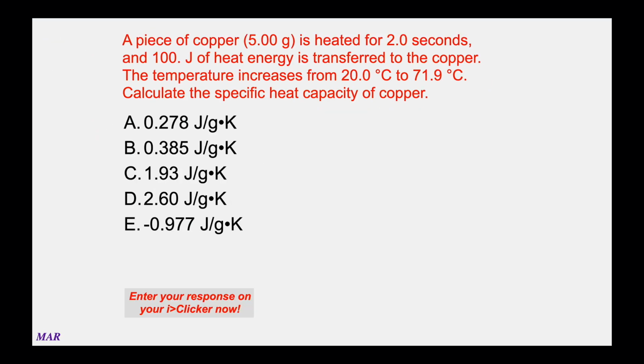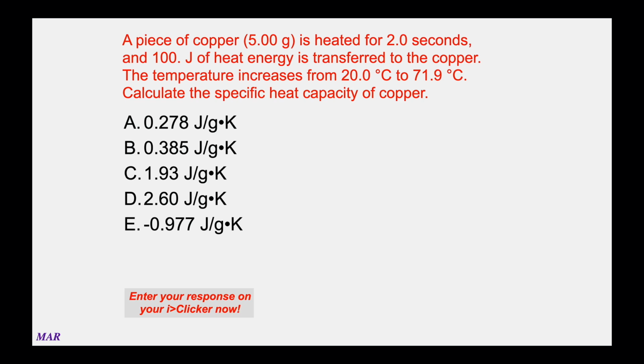A piece of copper, 5 grams of copper specifically, is heated for 2 seconds and 100 joules of heat energy is transferred to the copper. The temperature of the copper goes from 20 degrees to 71.9 degrees Celsius. We can use this information to calculate the specific heat capacity of the copper. So this problem is going to be one where you're going to use Q equals mc delta T. And the goal is to find the C of that equation.